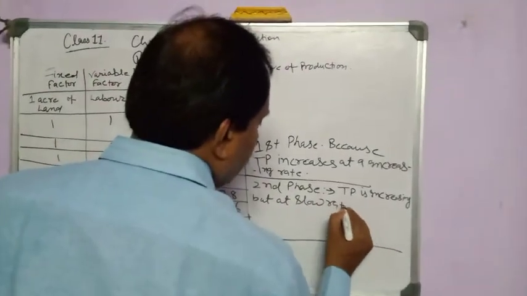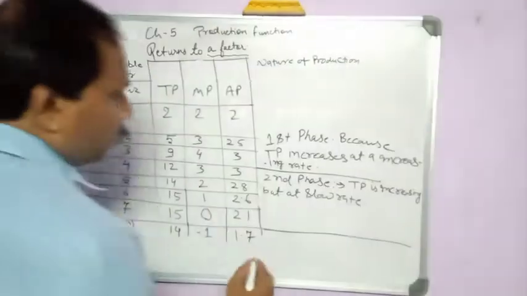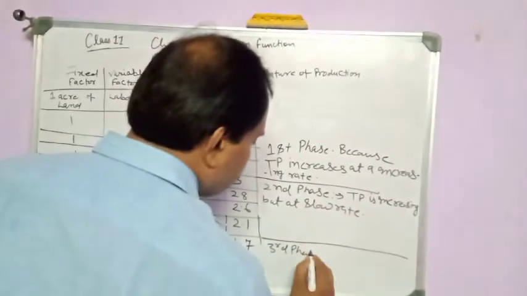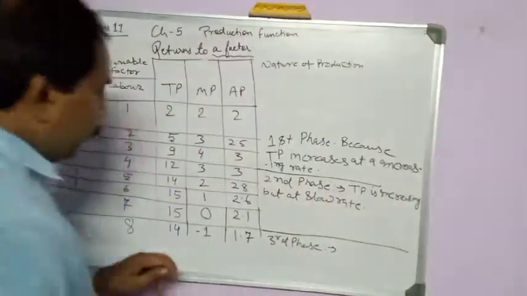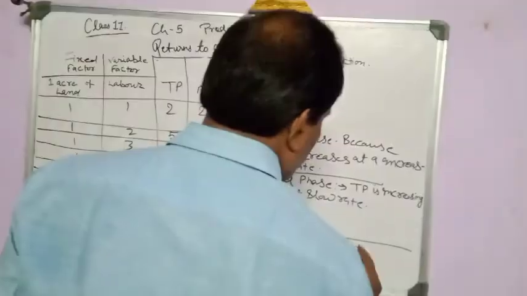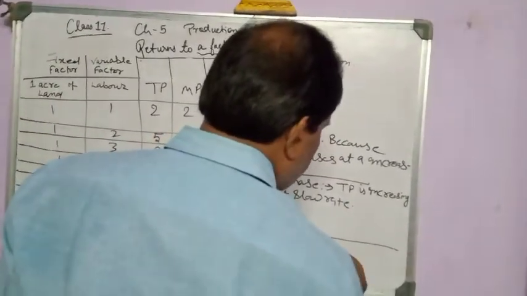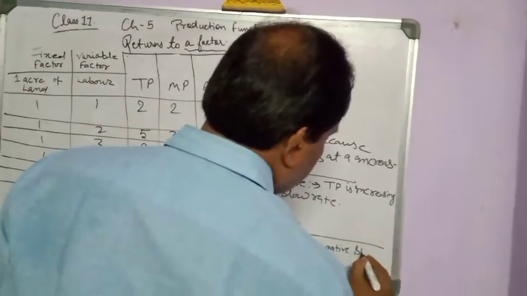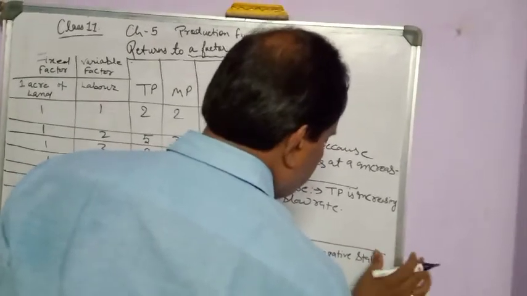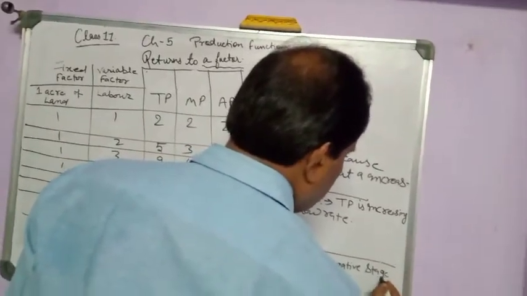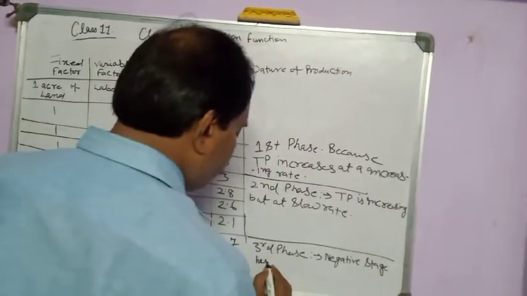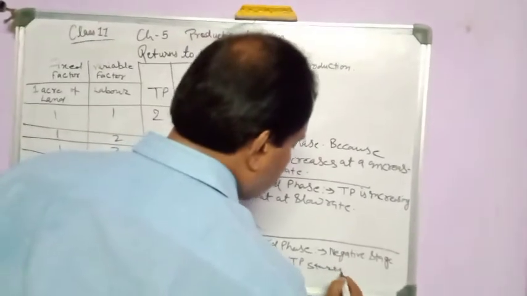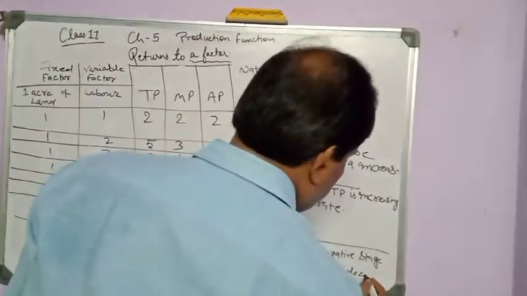At a slow rate. And this is known as the third phase. Here we are getting negative returns. So it is also known as the negative stage. Here total production starts to decline.